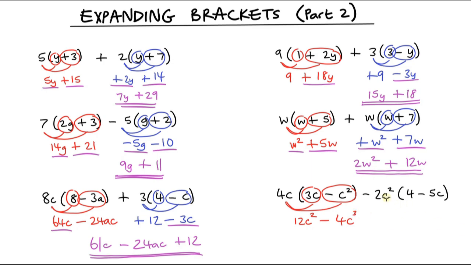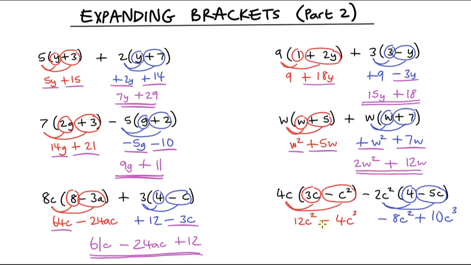And now if we focus on the second bracket, we've got negative 2c squared times 4. Well, that would be negative 8c squared. And then finally, negative 2c squared times negative 5c. So the two negatives give us a positive. 2 times 5 is 10. And then c squared times c is c cubed.